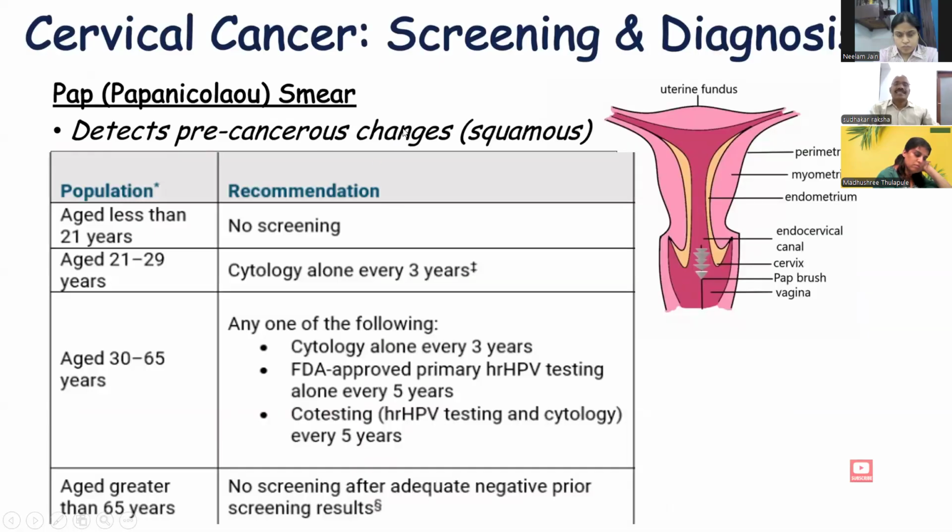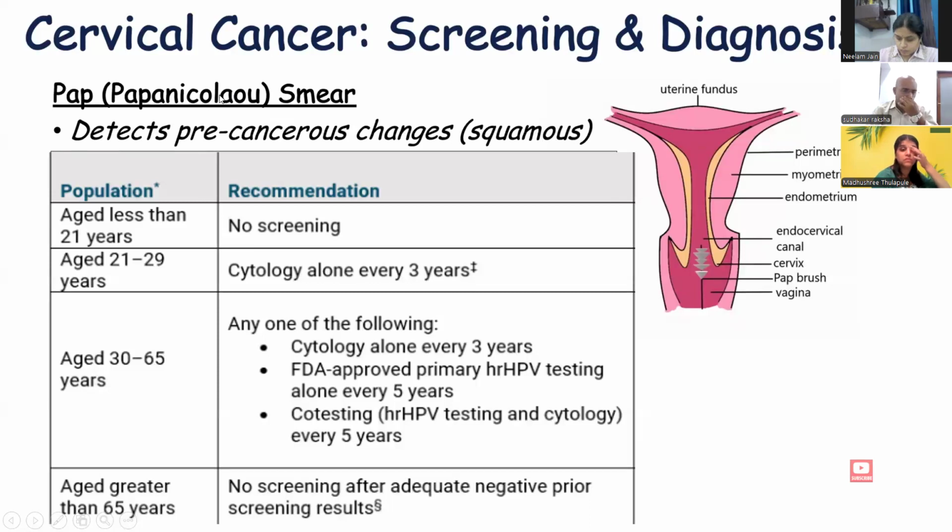So how can we detect the cervical cancer? The most effective test to date, the best test to diagnose the early stages of carcinoma or cancer cervix, is the pap smear.